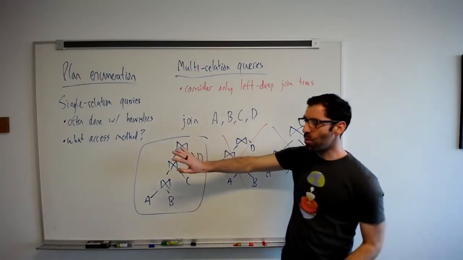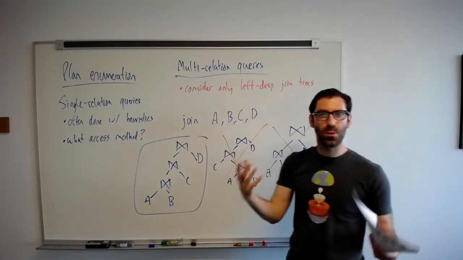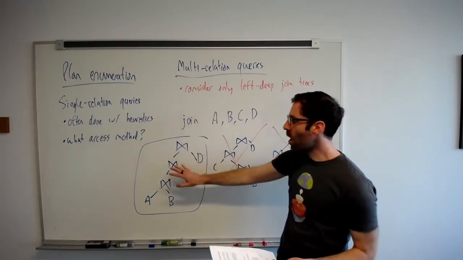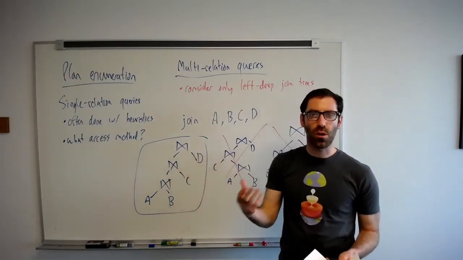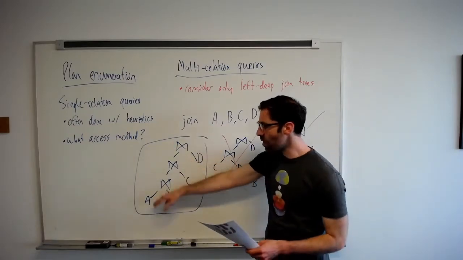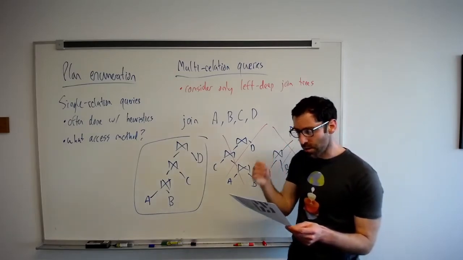And so this will greatly shrink the number of possible plans that the database is going to consider and make this whole optimization process more tractable, more feasible to actually compute, if we limit ourselves to just these left deep join plans.